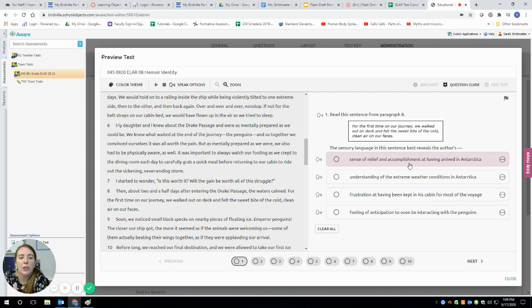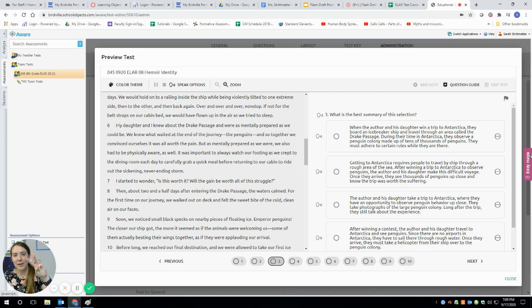So here we go. The correct answer for number 1 is A, because the sensory language shows relief. You could also say the correct answer for number 1 is A, because the author is relieved to have finally arrived in Antarctica. You can go back on the video if you need to hear that again. All right, moving on. Pause if you need to.